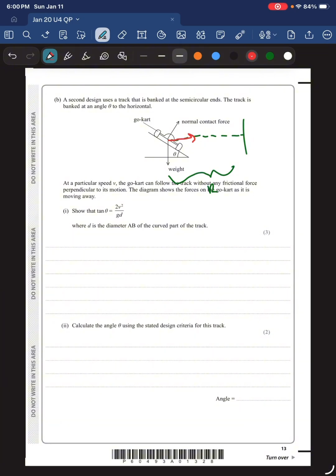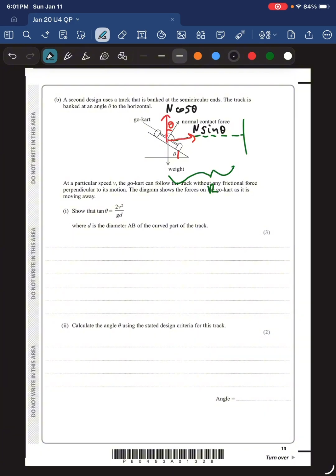Therefore, we have to find the component of the normal contact force, the red component. So we can analyze the normal contact force into a component perpendicular to the weight, and a component parallel to the weight, okay? So if this angle is theta, this is also theta, okay? The reason is because this line is perpendicular to this line, and then this line is perpendicular to this line. Therefore, the angles are equal, and that angle is theta. Okay, I'm going to remove the green lines.